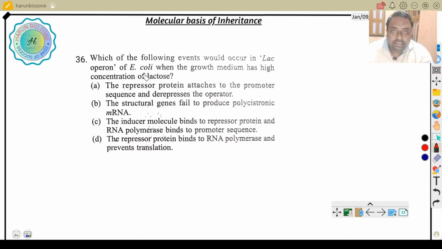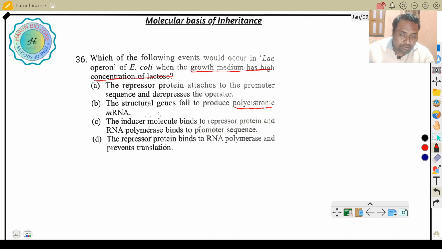Next question, which of the following events would occur in the lac operon of E. coli when the growth medium has a high concentration of lactose? The repressor protein attaches to the promoter sequence and derepresses the operator. The structural genes fail to produce polycistronic mRNA. Polycistronic means many cistrons or genes are present, a special character in prokaryotic cells.